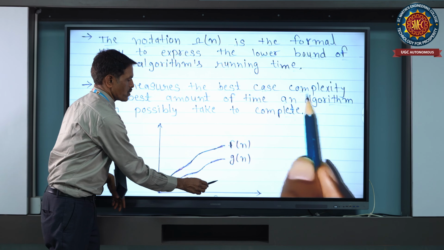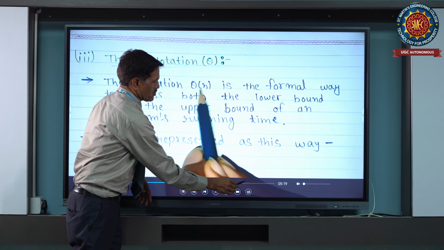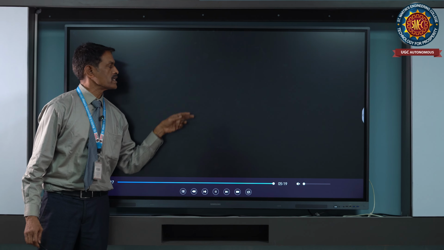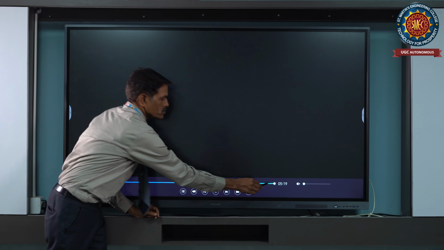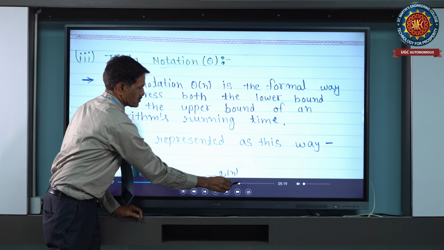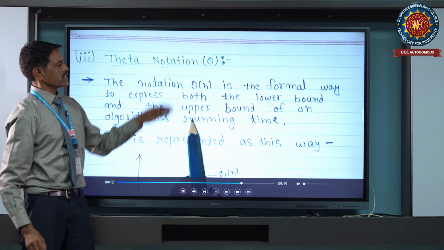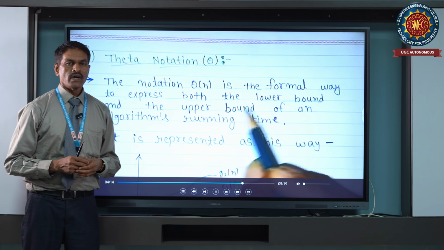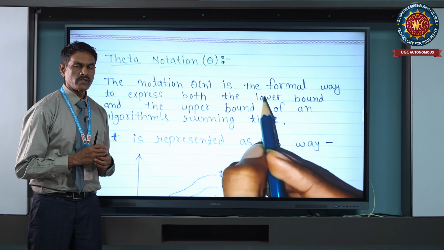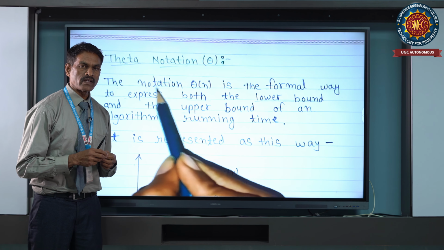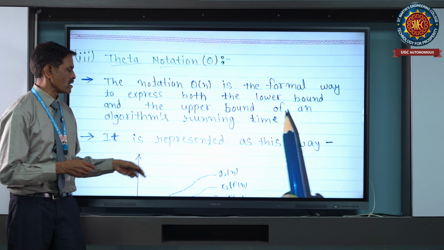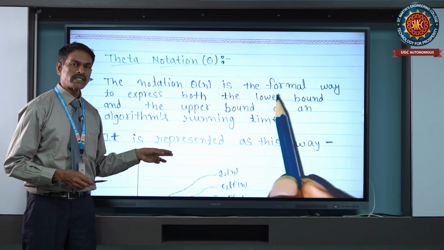The next one is the theta notation. Theta notation is in between: C1 g of n less than or equal to f of n less than or equal to C2 g of n. So these three are the asymptotic notations.